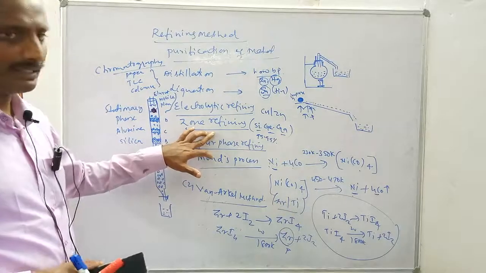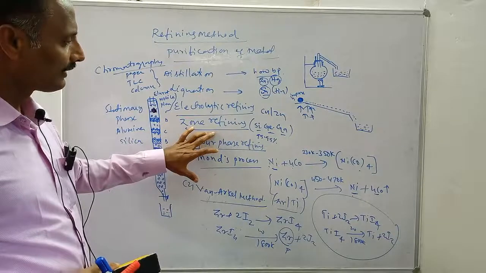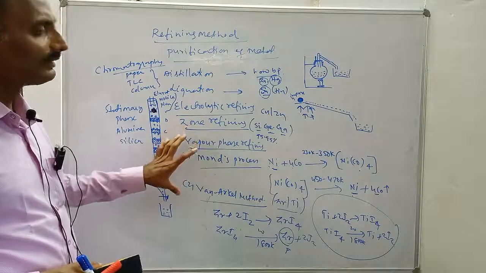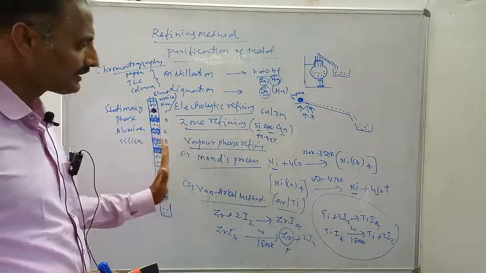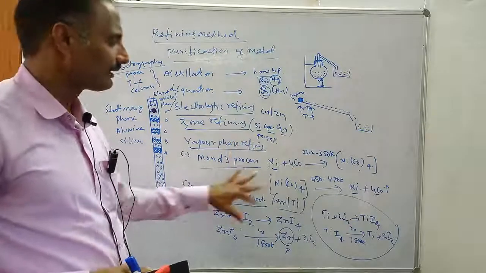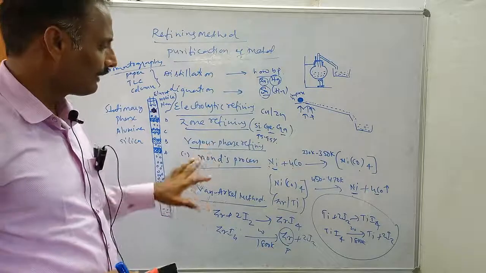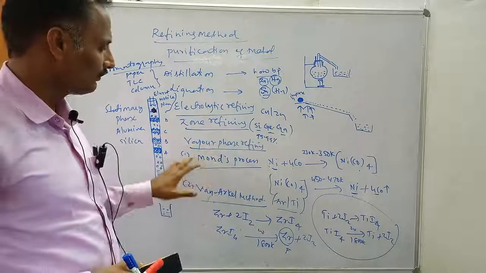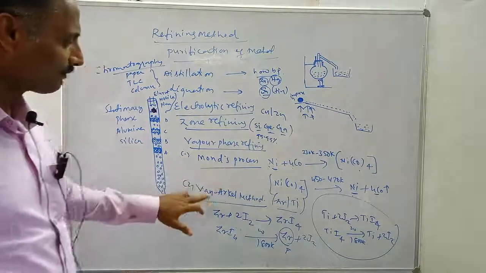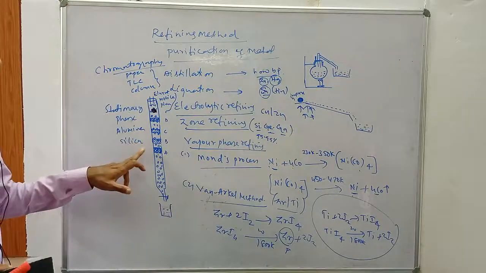The next one is zone refining. In this one, we use mobile heaters. An impure rod is kept in between mobile heaters and heated, moving in the same direction. The impurities move in the same direction and are thrown away. This technique is mainly used for purification of silicon, germanium, and gallium. The next one is vapour phase refining. You know well about the Mond process and the Van Arkel method.